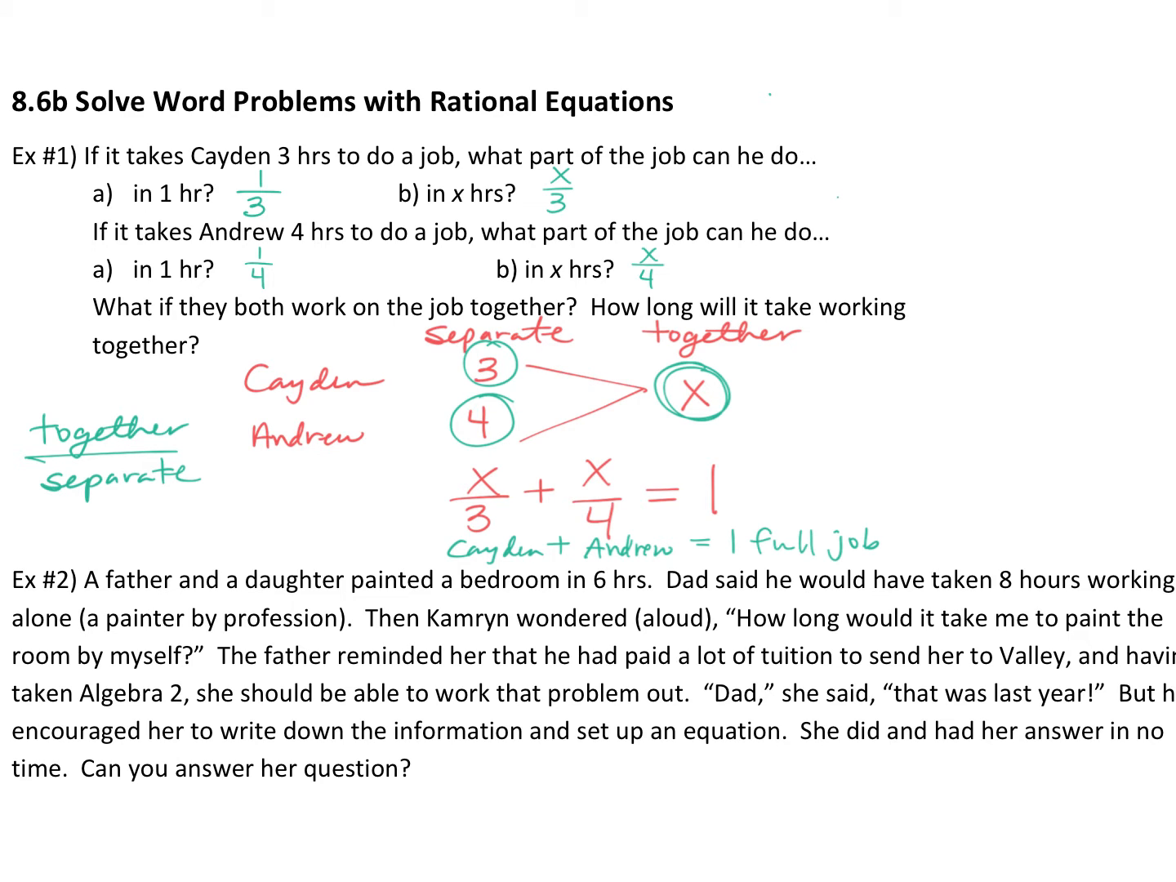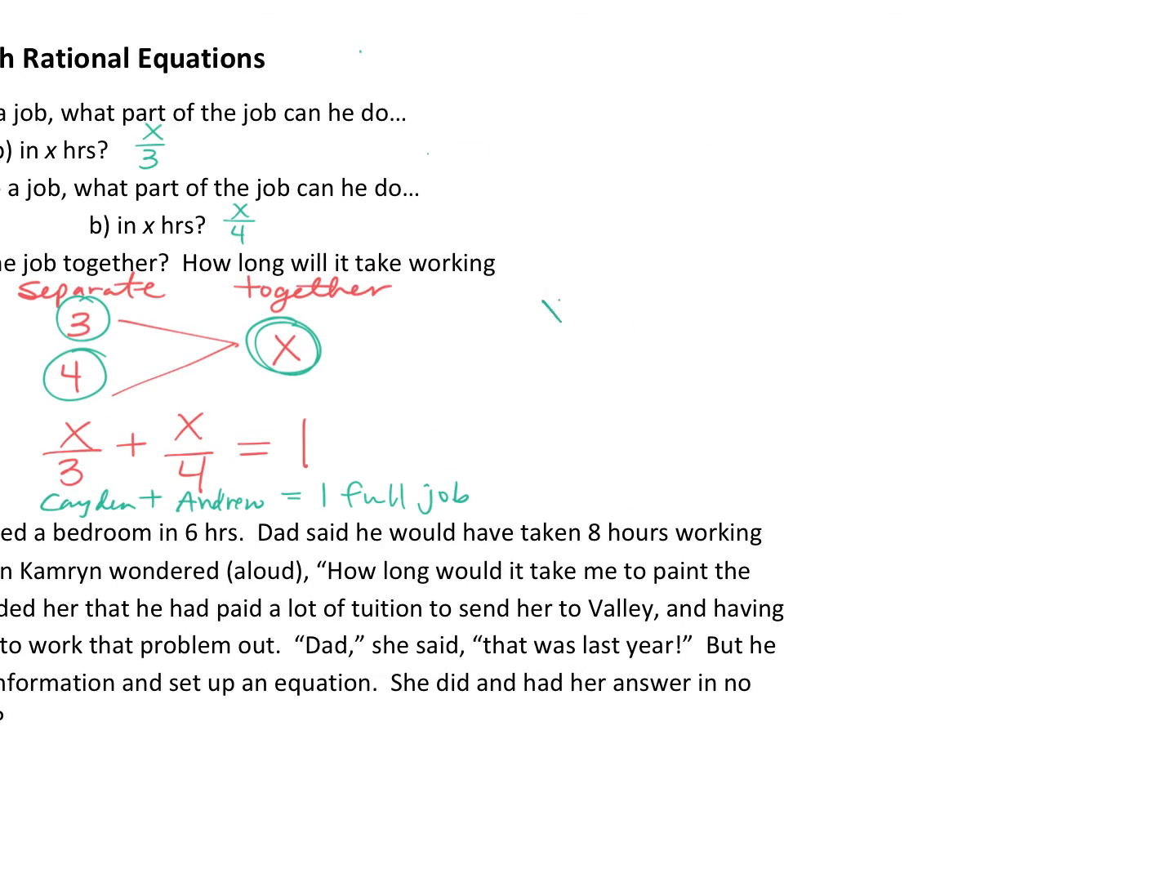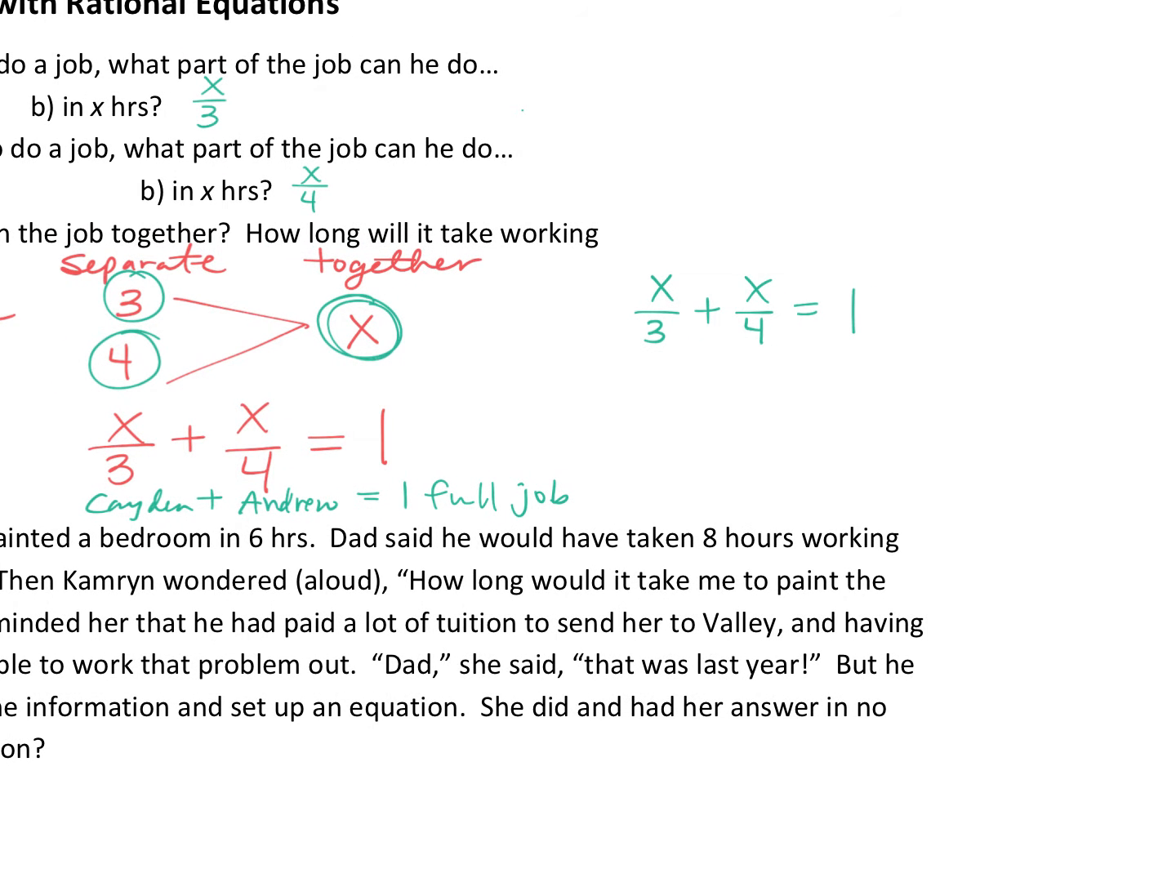That's going to be the challenging part of today because you guys know how to solve this setup, right? I'm just going to rewrite the problem over here. X over 3 plus X over 4 equals 1. We did this yesterday. What do you do?